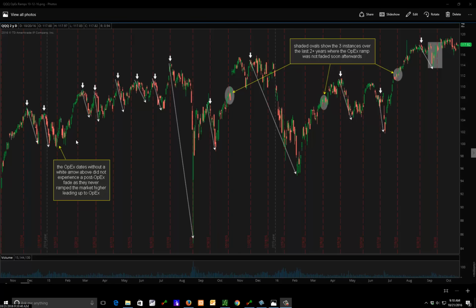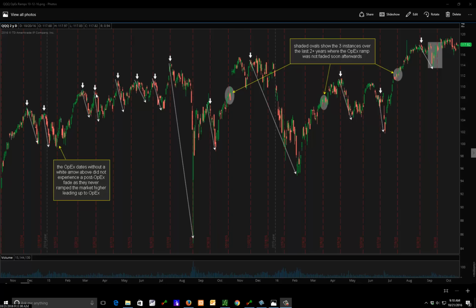So again, a few instances. They're marked here, and these are some of the other ones where you had a ramp up into options expiration, so therefore you never had the fade. That's what the white circles represent. So there it is, a clear trend.